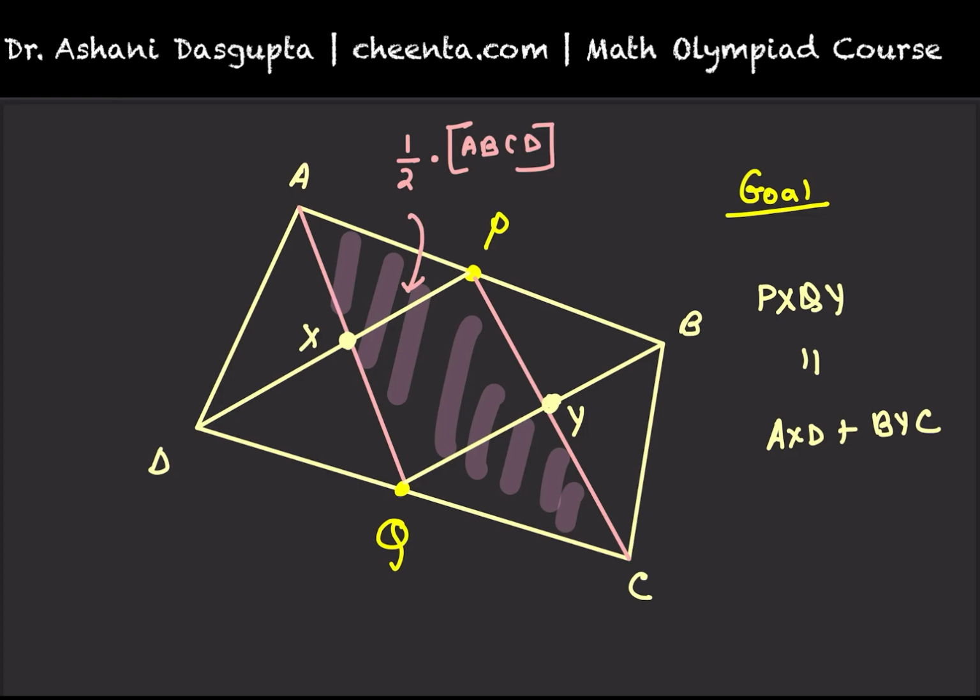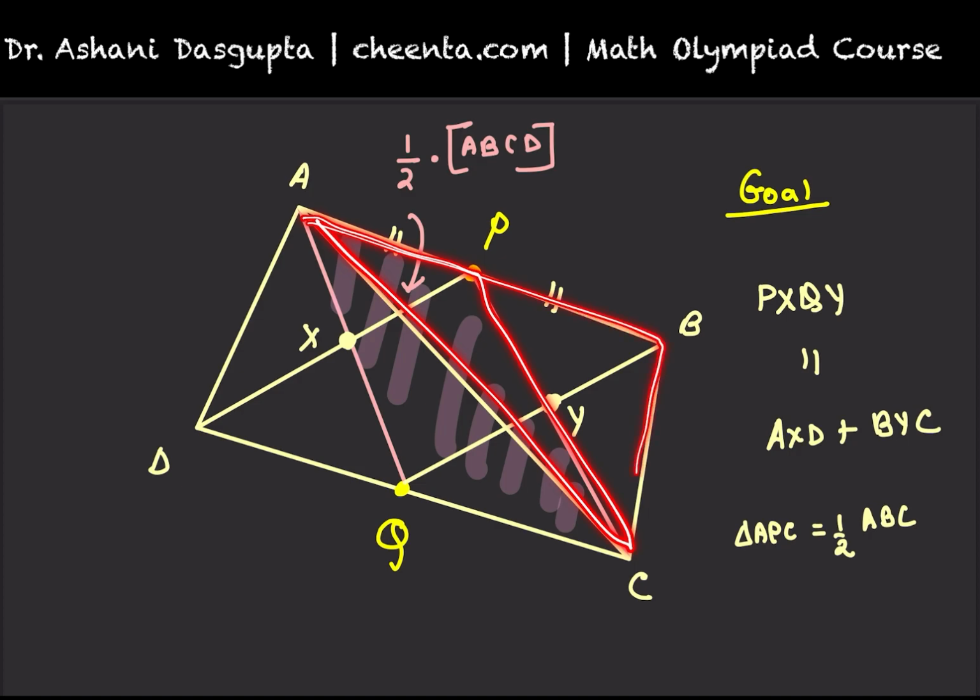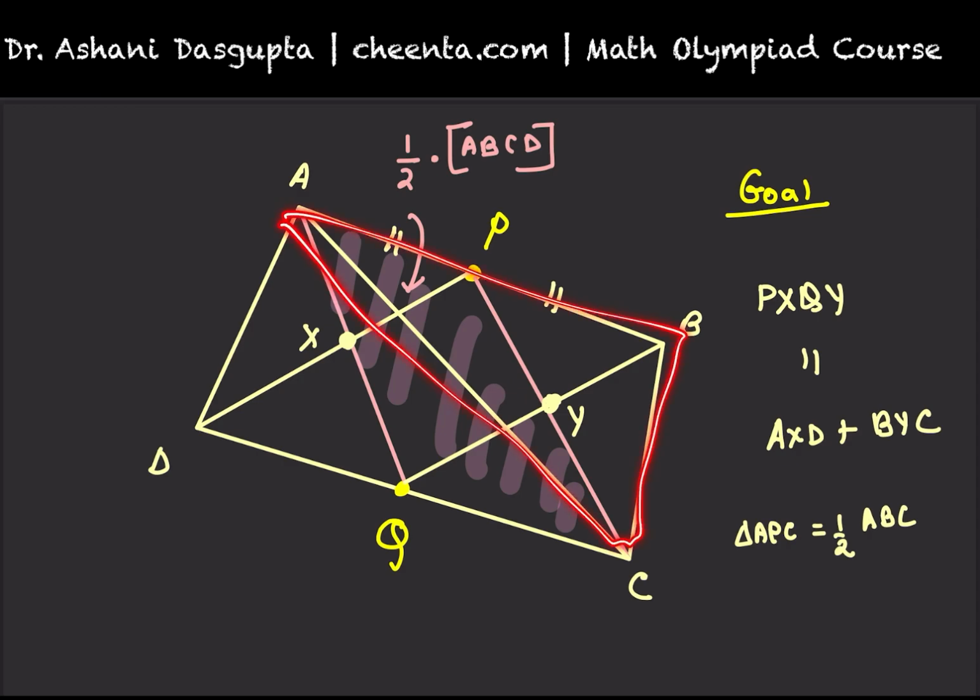Just join AC. Now since P is the midpoint of AB, therefore APC is half of ABC. APC is half the area of ABC. We know that a median splits a triangle into two equal parts.